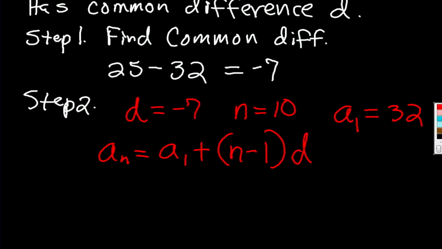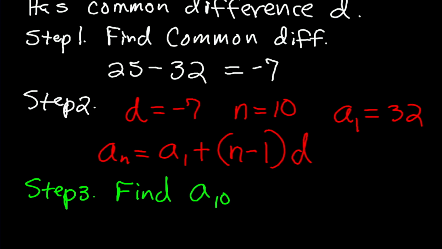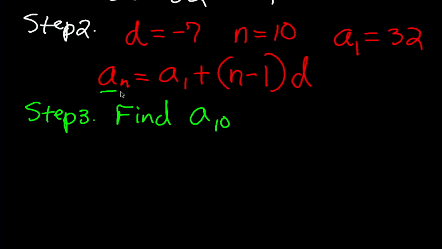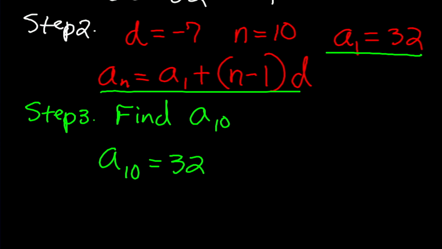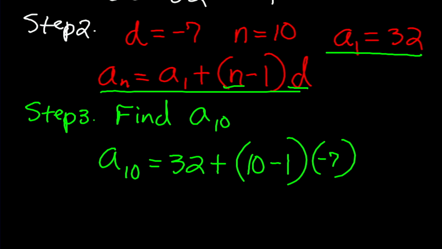The next step, step 3, is we want to find the 10th term, a sub 10. So now it's a matter of substitution. We're going to substitute into our general formula to help us find a sub 10. So a sub 10, substituting in 10 for n, is going to be equal to a sub 1, which we said is 32, plus, again, n is equal to 10, so 10 minus 1 times my common difference. We defined the common difference as negative 7. I'm going to put that in parentheses so we don't get confused because it's got a negative on it.